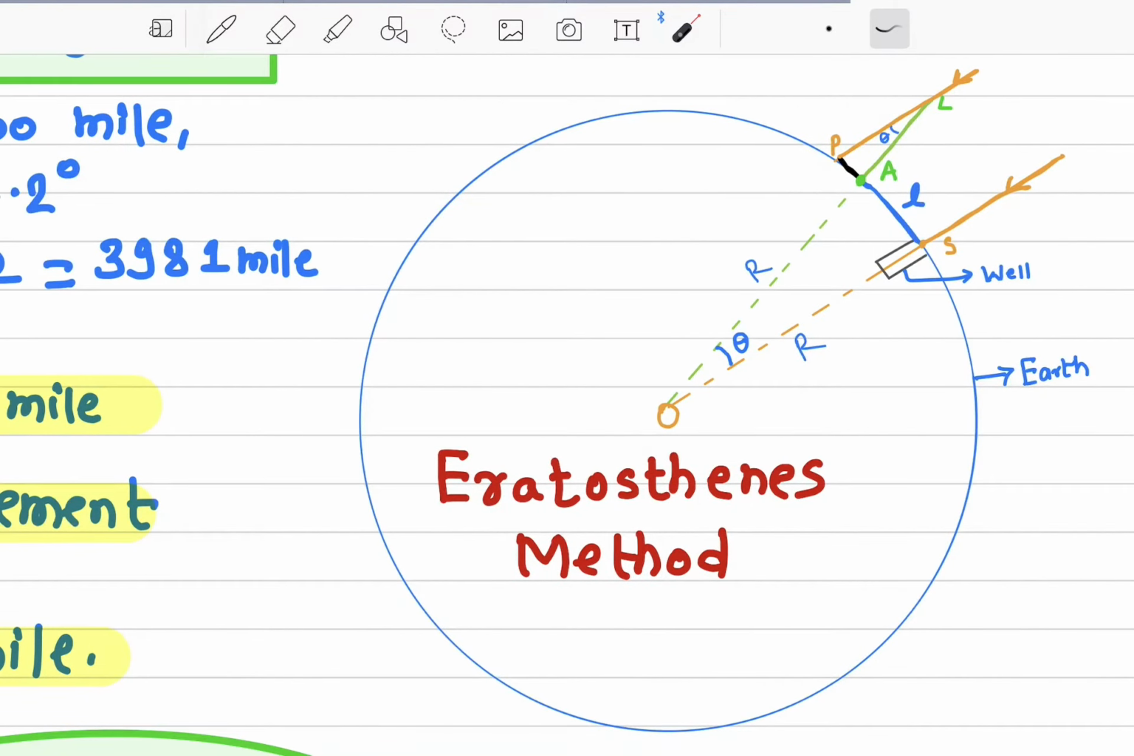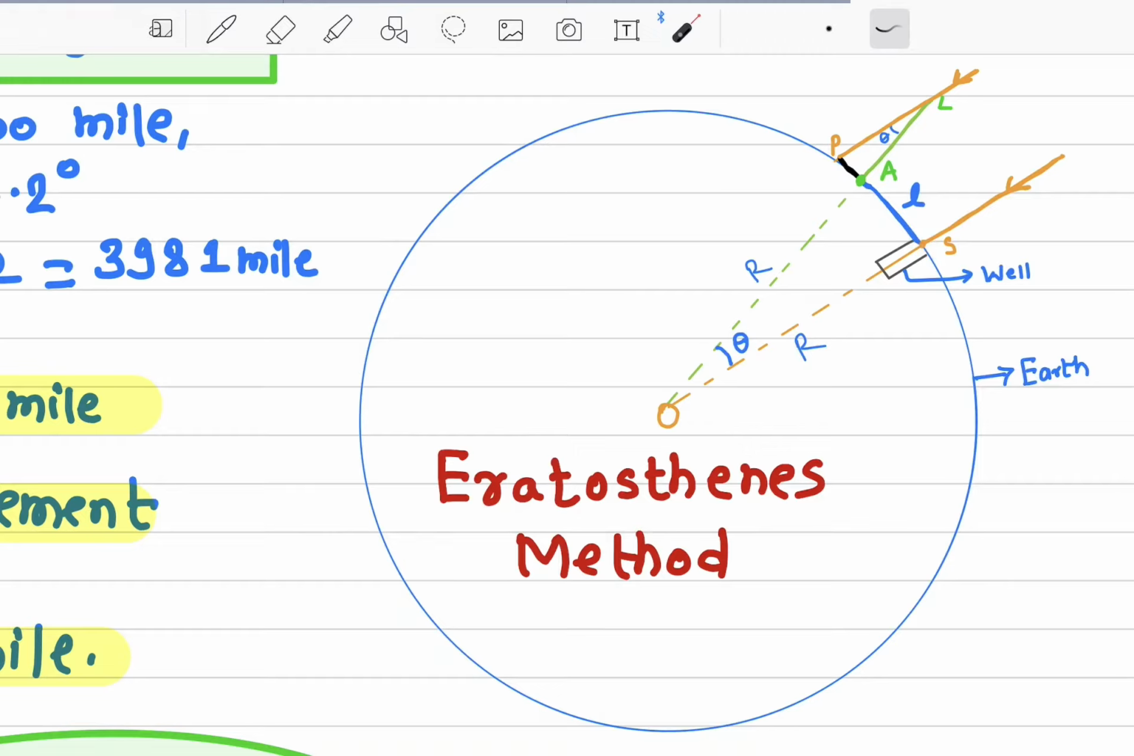So here, the A stands for Alexandria, which is a small city, and this is Syene, which is another city. There's a well here, a big hole. On June 21st, when the sun was directly overhead, the light just passes through it. That means there is no shadow at all.